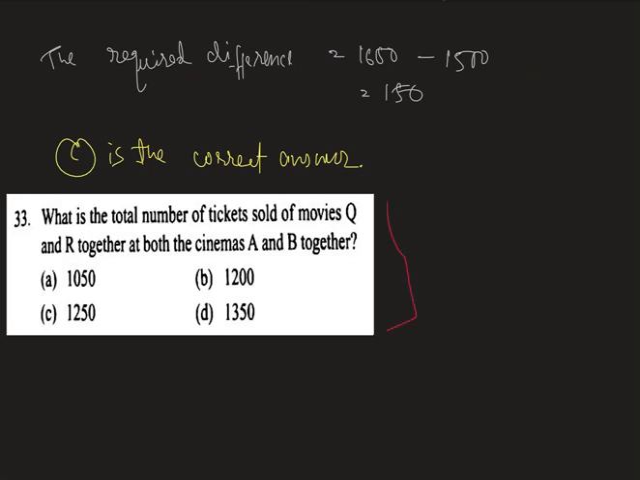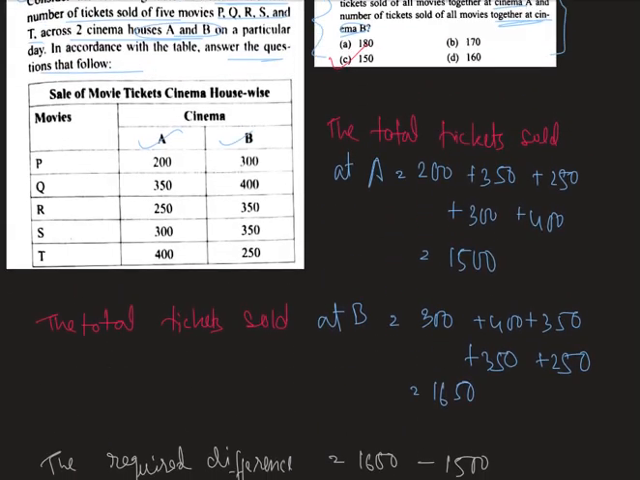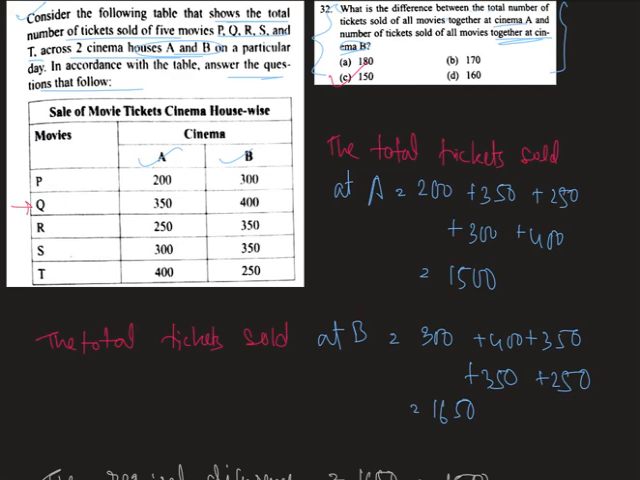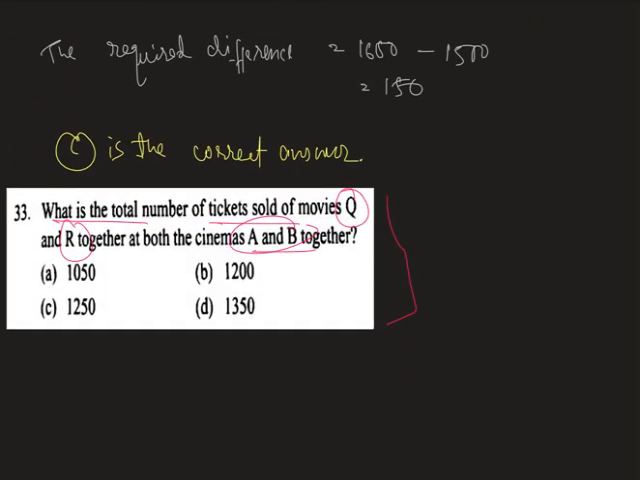Here we are asked: what is the total number of tickets sold of movies Q and R together at both cinema halls A and B? So let's check. This is movie Q and this is movie R, and if we check the total number of tickets sold in both of the halls, there are 2 values corresponding to Q, that is 350 and 400, and corresponding to R there are also 2 values, which is 250 and 350.